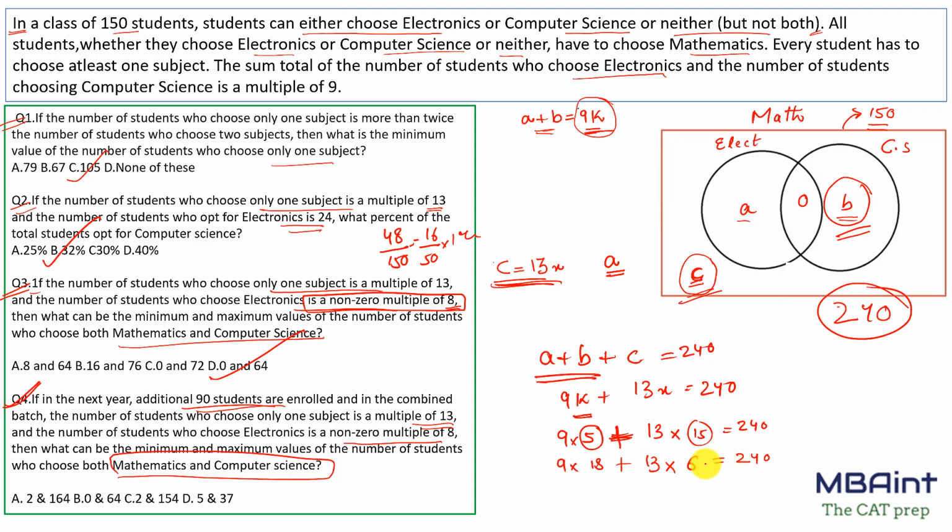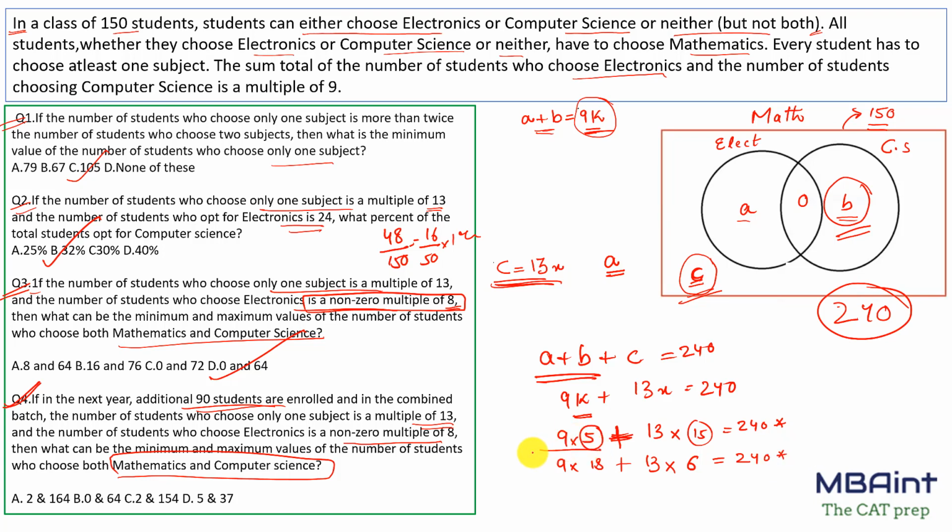Can we have more integral solutions? That is, this increases by 13. So if this increases by 13, that will make it 31. But if this decreases by 9, that will go negative. So that is not possible. Fine. So these are the two integral solutions. Now for each solution, what could be the maximum and minimum value of b?